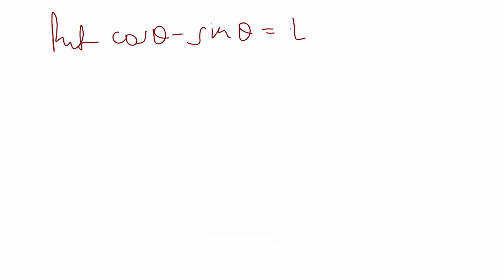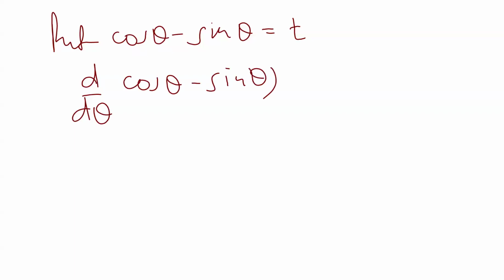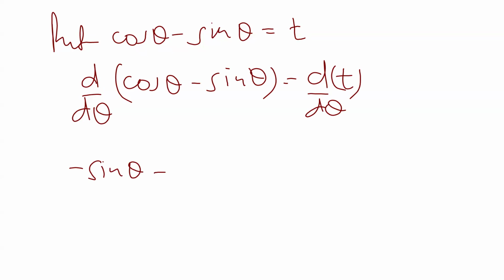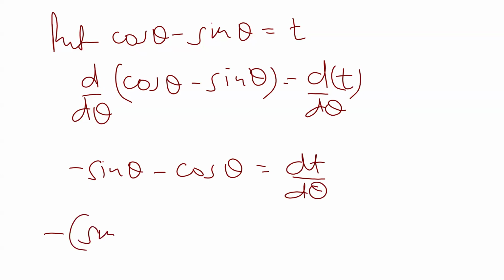Put cos theta minus sin theta is t. Now instead of dy dx, we'll do dy d theta. Okay, dy d theta of t. So minus sin theta minus cos theta dt by d theta. Take minus sign common, and in the numerator I'll just write sin theta plus cos theta dt by d theta.